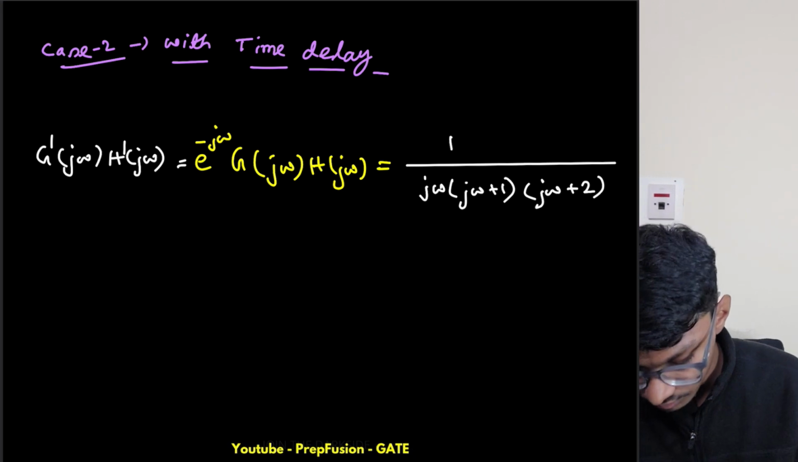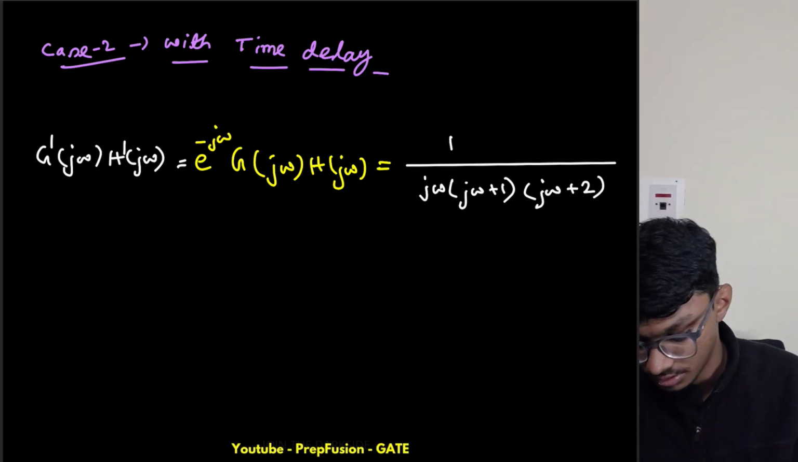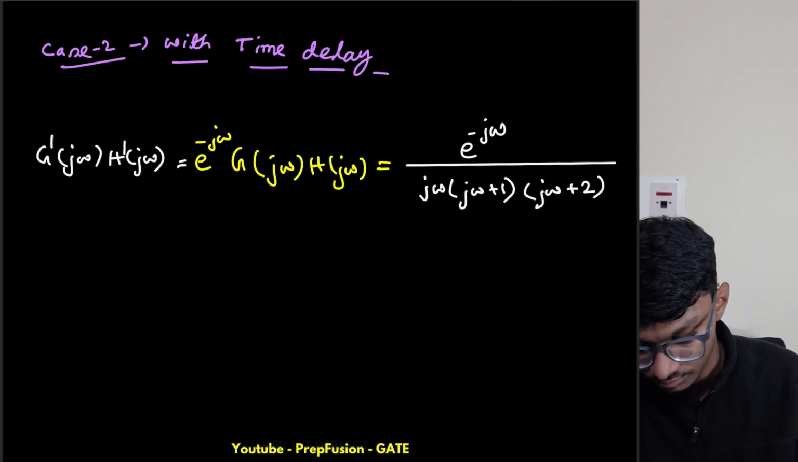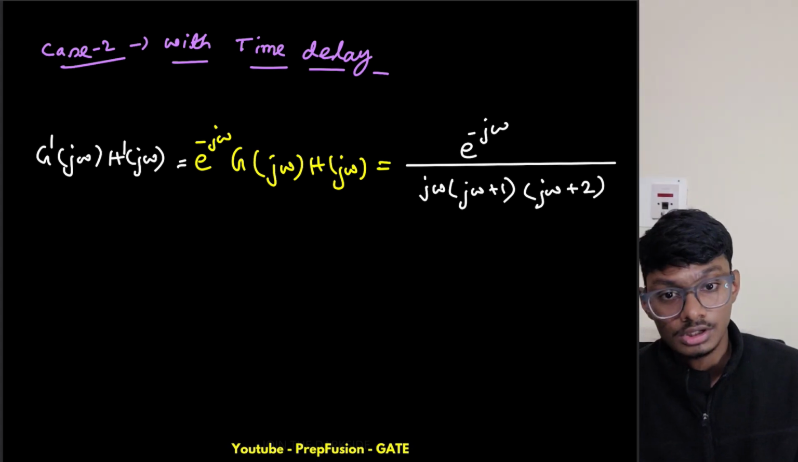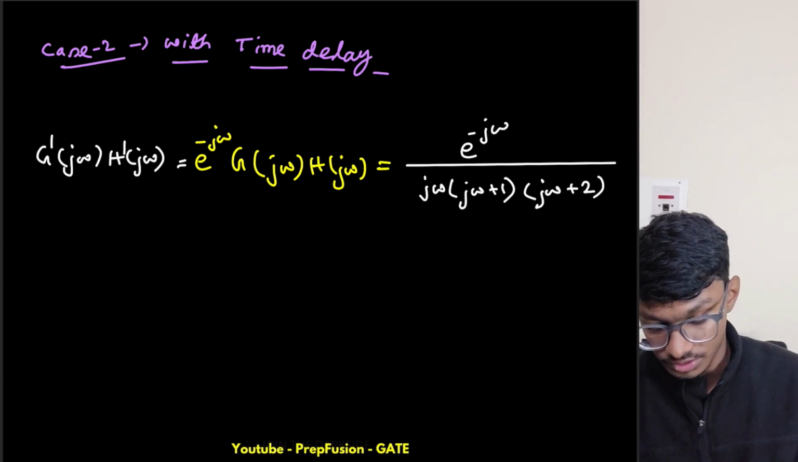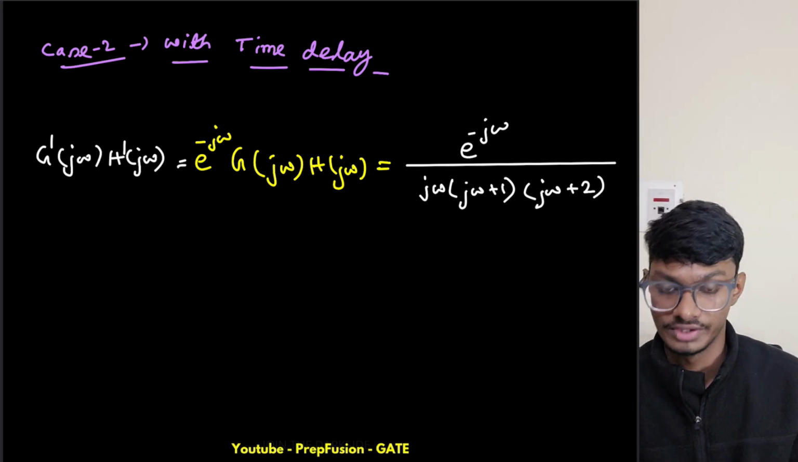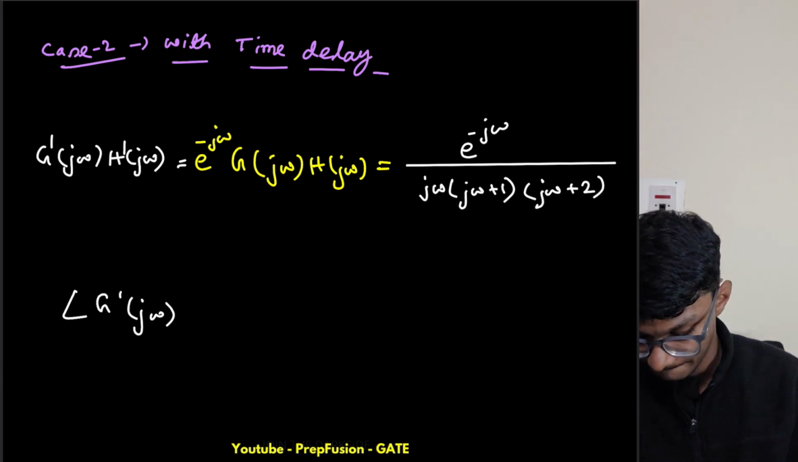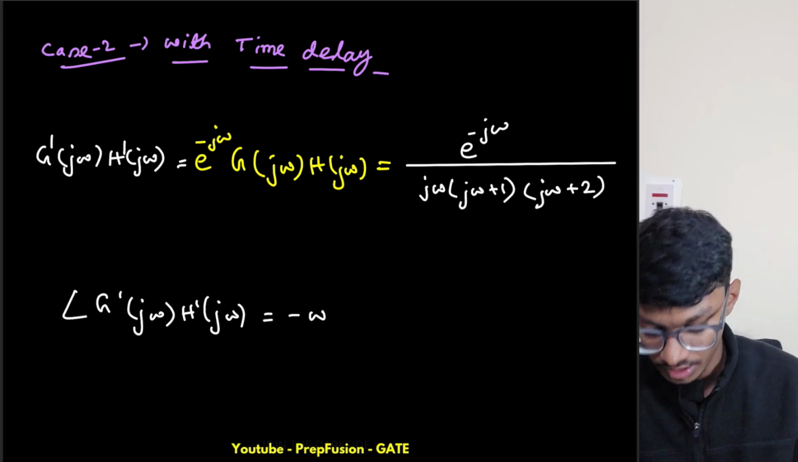Okay, so now obviously an exponential term will come here. So the exponential term is coming. Again, what will be the phase value this time of g dash of j omega into h dash of j omega? Only one extra term will come up, minus omega.